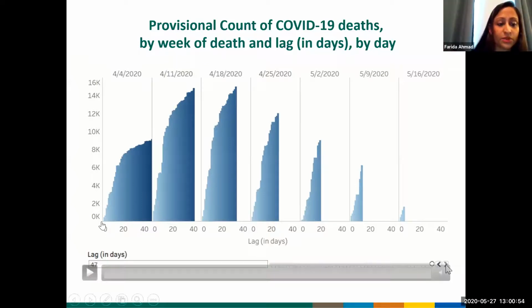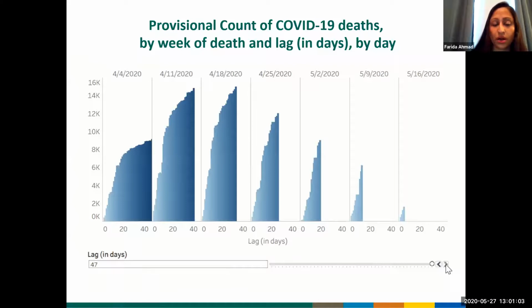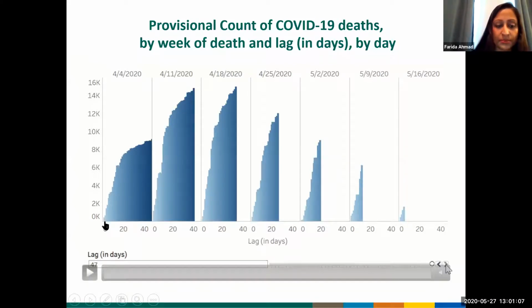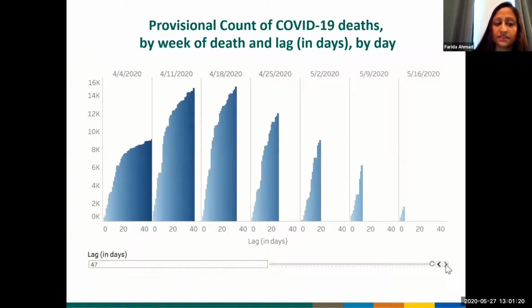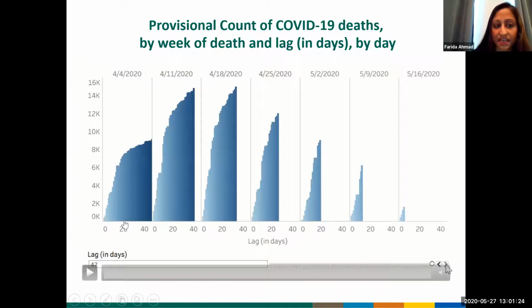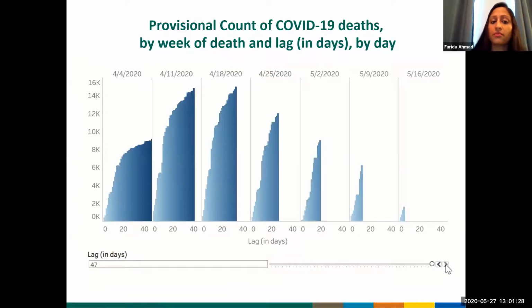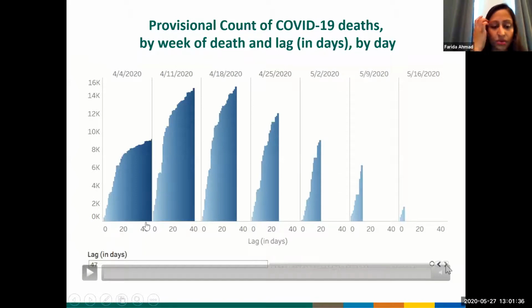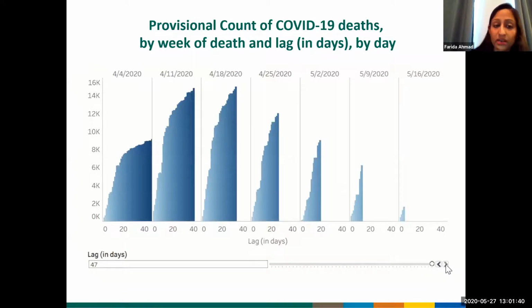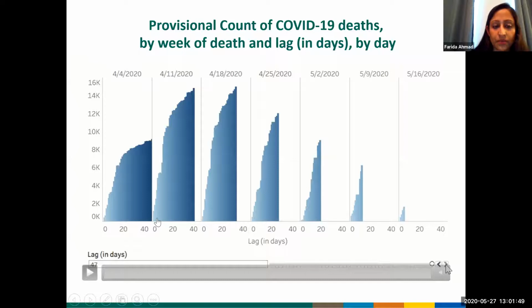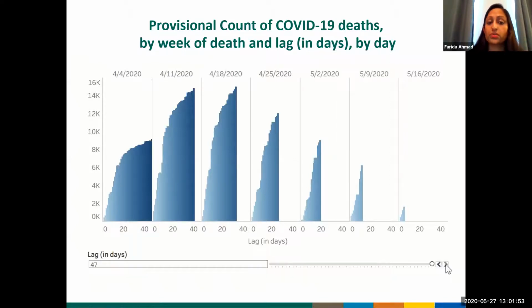Sure. Okay, yeah. So this would be the zero lag, the first day that we began reporting deaths for the week ending April 4th. Each subsequent bar represents every day since that first day that we are updating the number of deaths. Initially we started off with just a handful of deaths. By 20 days after we first started reporting deaths for that week, we had about 8,000 deaths. And here at 40 days, or over a month after, we have about 9,000 deaths.